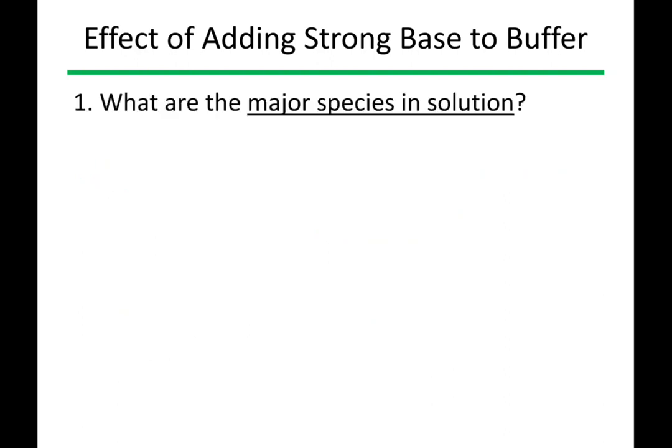The first step, again, is always identifying the major species. In this case, we have our weak acid. We have our salt that dissolves completely to make the weak base plus sodium. And then we've also added the strong base to the solution, the NaOH. So we're going to have OH minus, more Na from the NaOH, and some water.